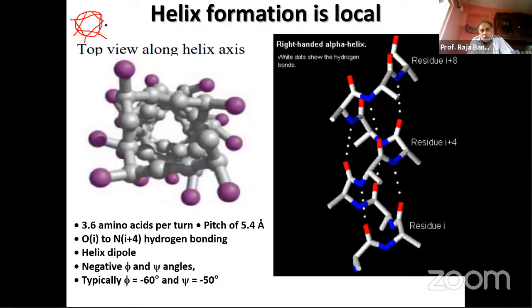Okay. These are R groups. And now you see this is a 3-10 helix. So 3-10 helix means 3 residues per turn. So it goes 1, 2, 3, and this is the 4. This is 5, this is 6. So you find that 1 and 4 is there, 2 and 5 is there, and 3 and 6 is there. So this is called the eclipsing interaction.